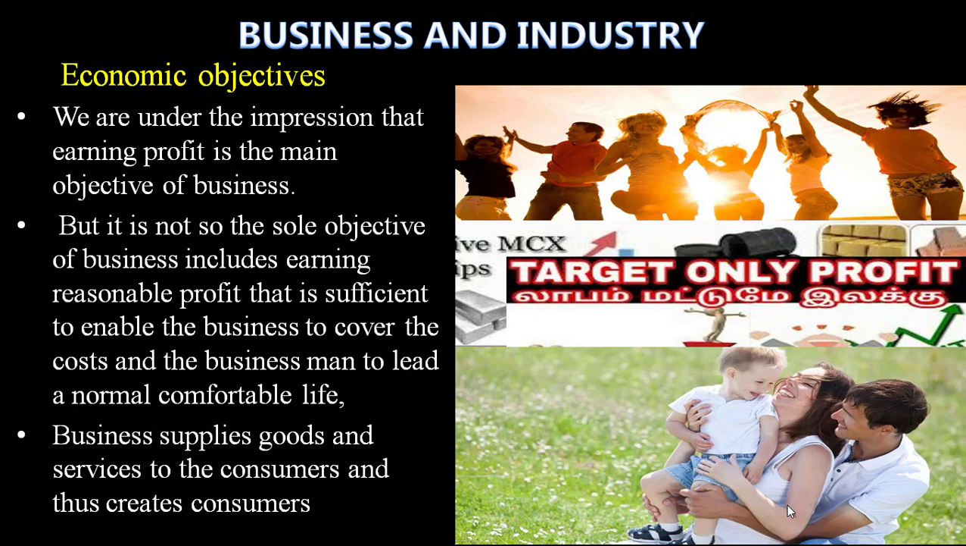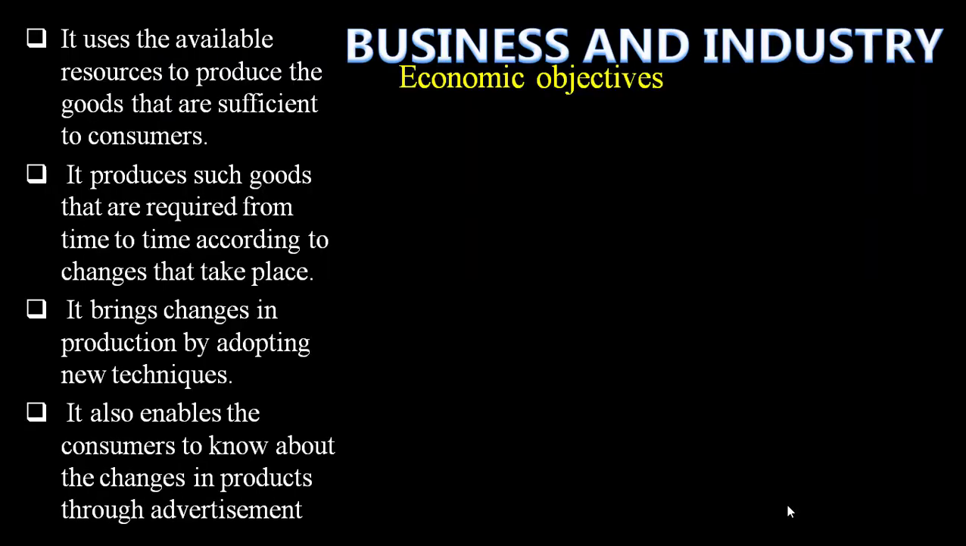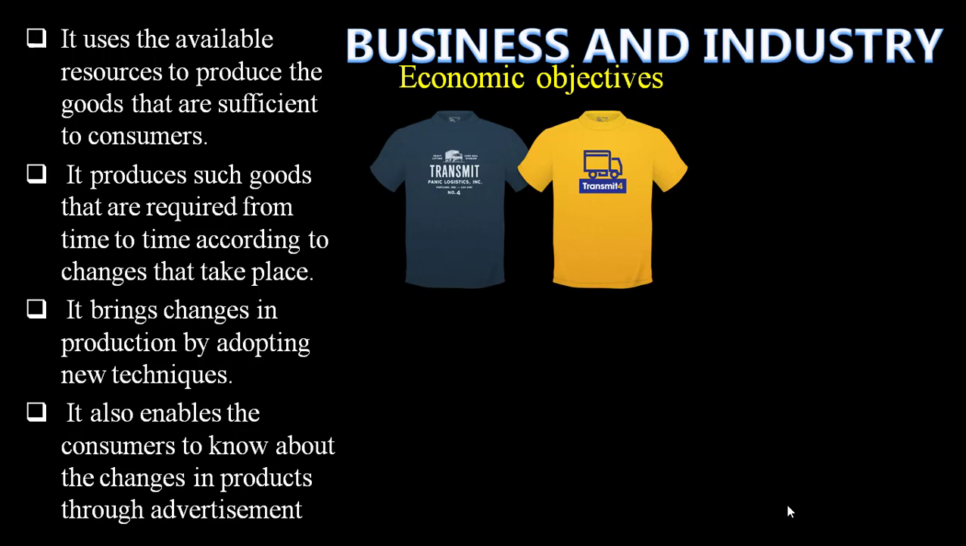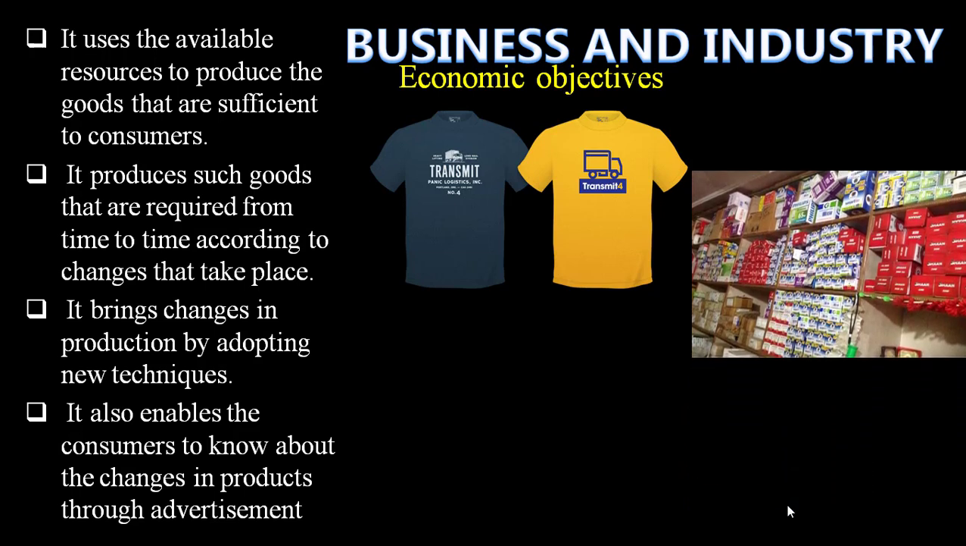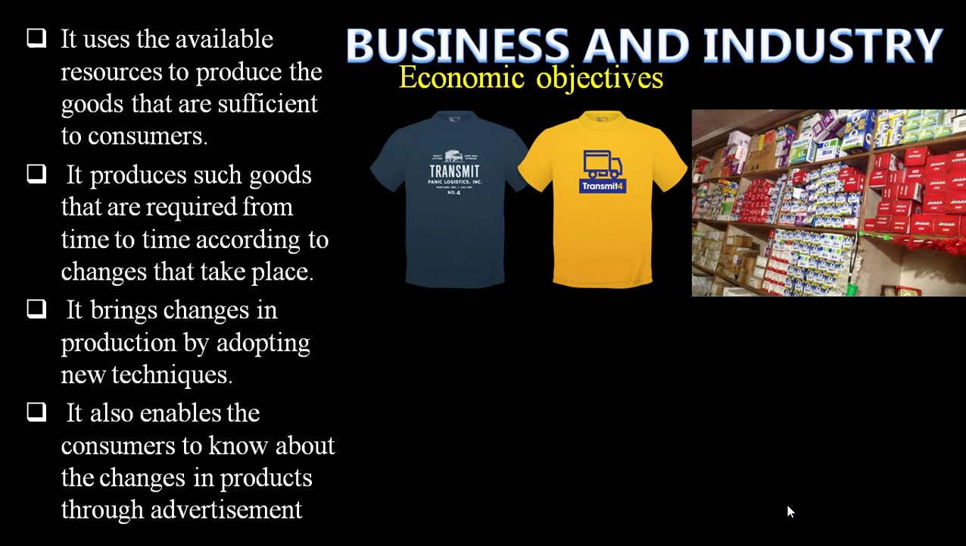Business supplies goods and services to the consumers, and thus it creates consumers. It uses the available resources to produce goods sufficient for consumers. Any kind of production needs resources, so the available resources are properly utilized to fulfill the needs of the consumers. It produces such goods that are required from time to time according to the changes that take place. We cannot expect how the taste of consumers will change, so according to time it has to fulfill the needs and wants of the consumers.